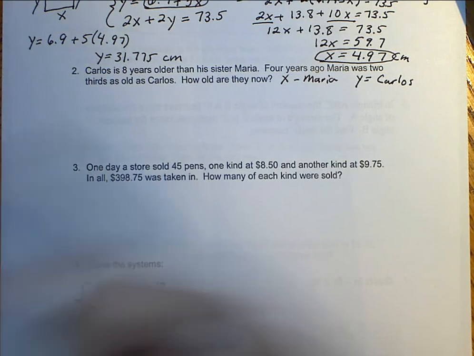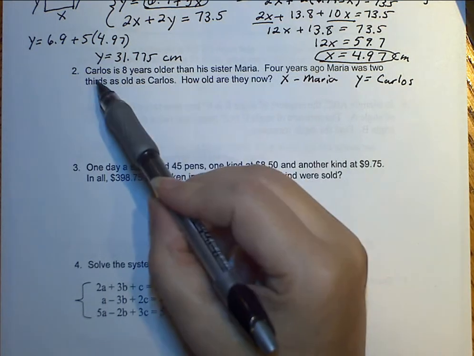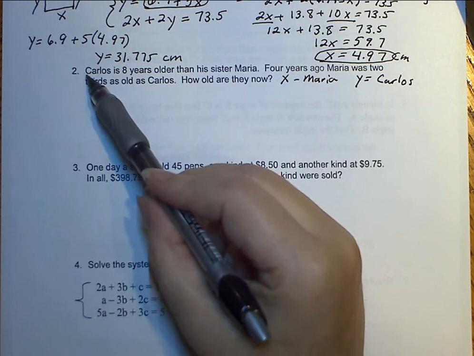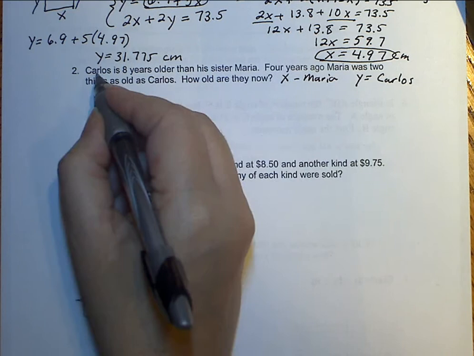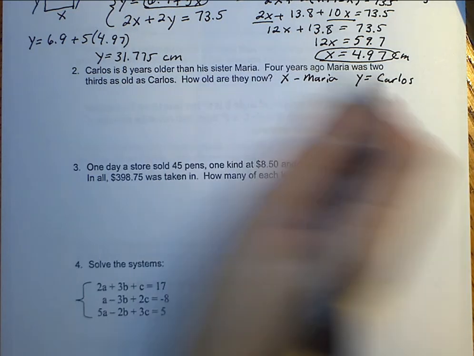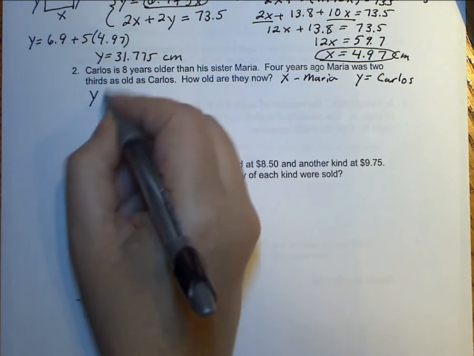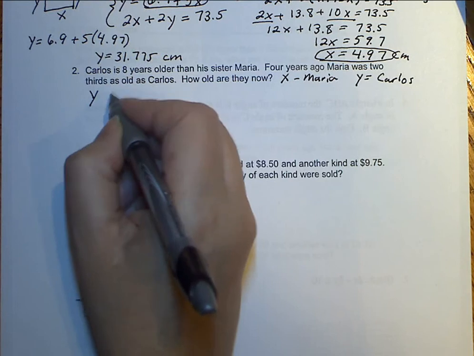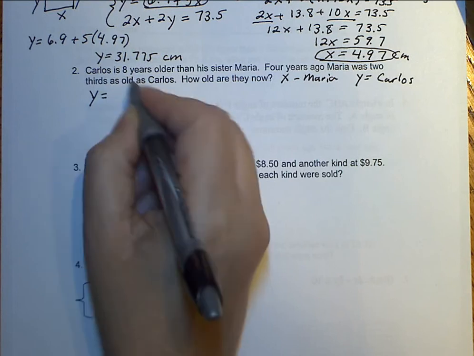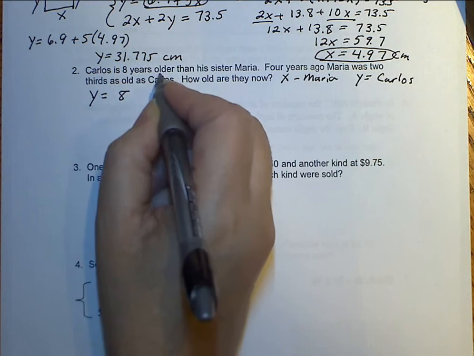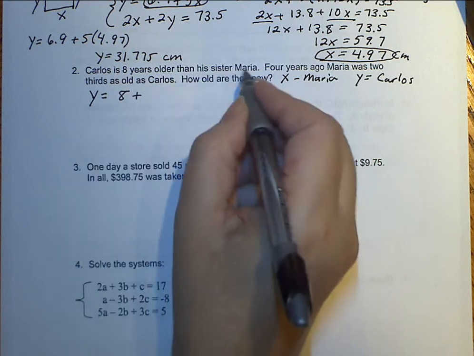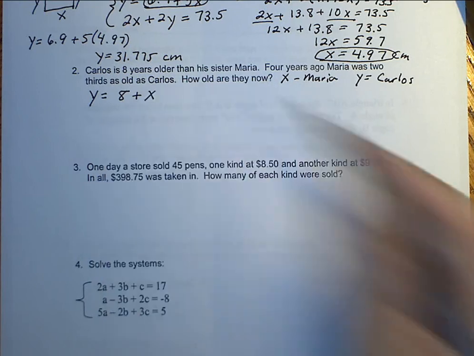Now, we have here, Carlos is 8 years older than his sister. So Carlos, which is Y, equals 8 years older than, so 8 plus Maria, X. So we got one equation.